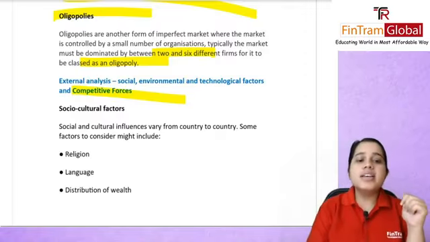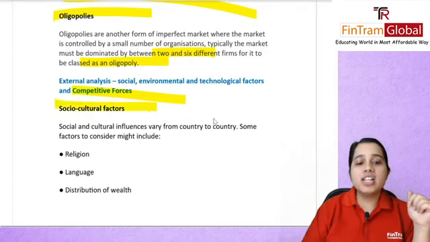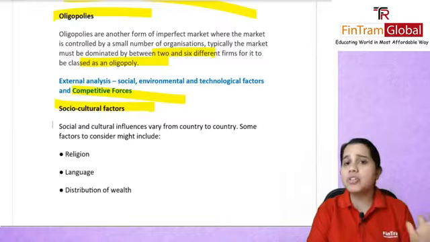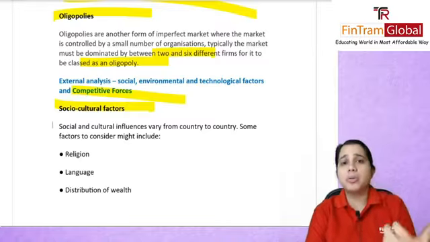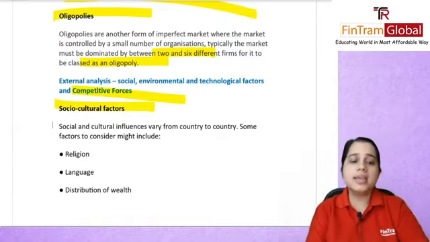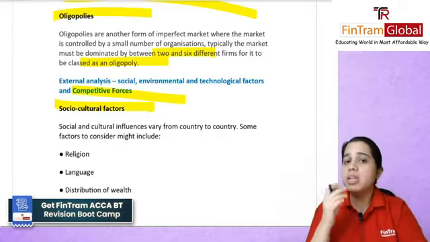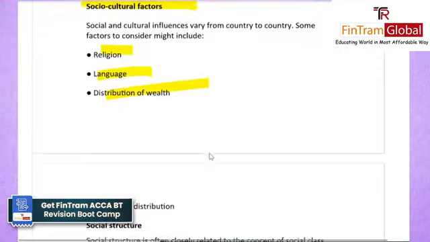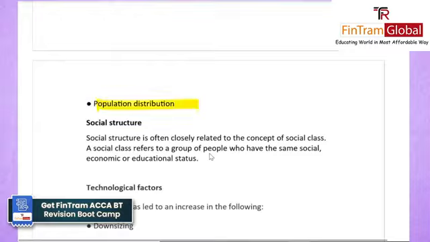So here, firstly, we'll talk about the socio-cultural factors. Now, these will of course vary from country to country, because every country will have different people and diversity, and hence this is something that is going to be different. So some factors that you will consider here are religion, language, the distribution of wealth, and population distribution.